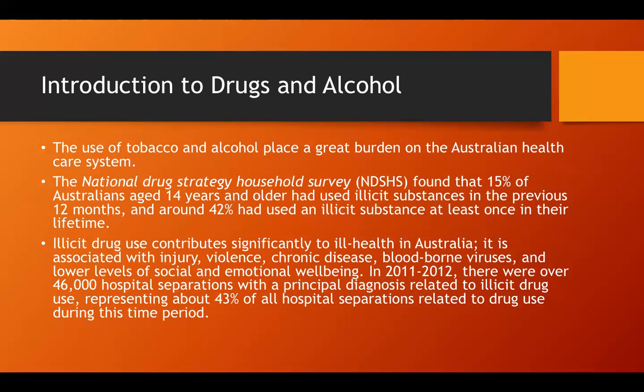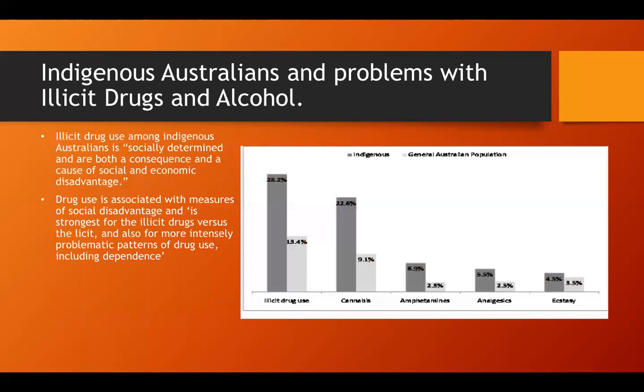Illicit drug use contributes significantly to ill health in Australia. It is associated with injury, violence, chronic disease, blood-borne viruses, and lower levels of social and emotional well-being. In 2011 to 2012, there were over 46,000 hospital separations with a principal diagnosis related to illicit drug use, representing about 43% of all hospital separations related to drug use during this time period, which for me personally, I think that number's way too high.